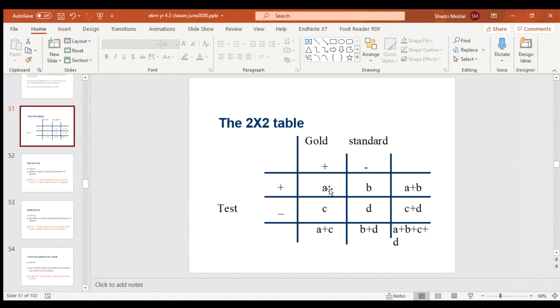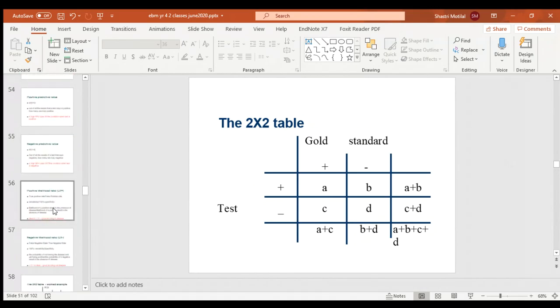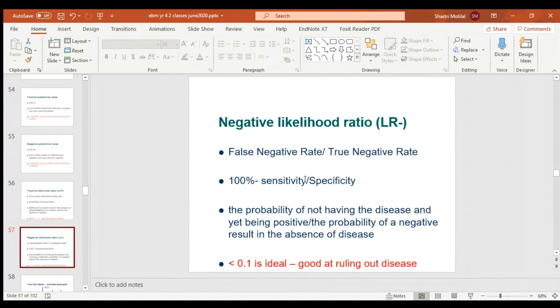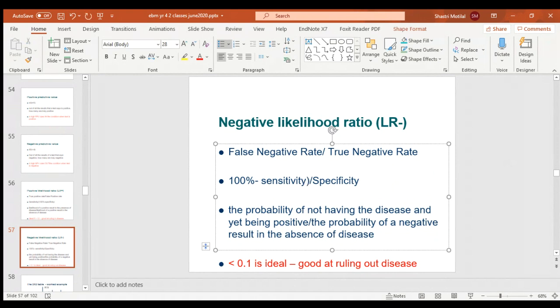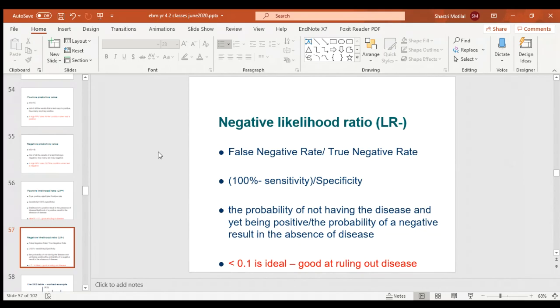But what's C divided by A plus C? We didn't work that out just now. We worked out sensitivity, which is A over A plus C. So the false negative rate is 1 minus sensitivity. Again, this should be in brackets, so I'm going to put it in brackets here. And that is what the false negative rate is. Now, this is kind of like the flip of the positive likelihood ratio. We say it's good if it's less than 0.1.